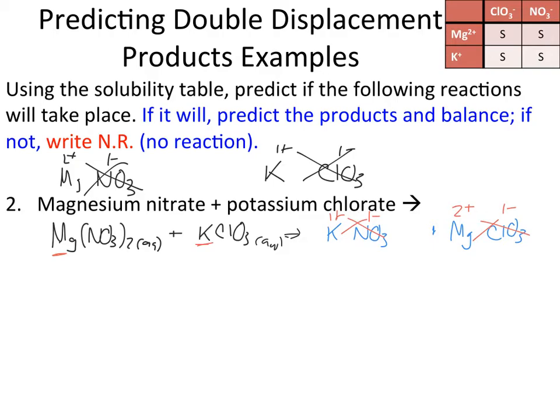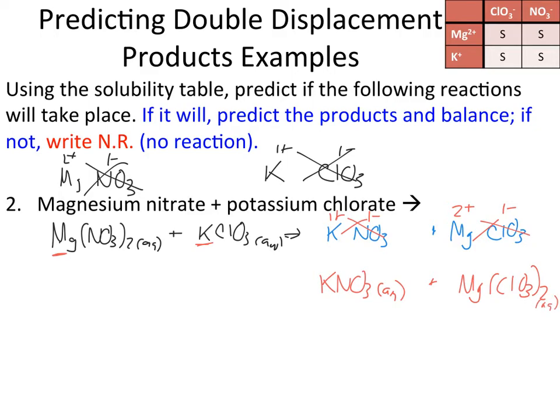So my formula is going to be KNO3 plus Mg(ClO3)2. Alright, now we have to figure out what the states are. So again, I go back to my solubility table and I have my K is now with my NO3, that's S. So that means that it's going to have a state of aqueous because it's soluble. And my Mg with my ClO3 is going to be S. So that means that this is also going to be aqueous.